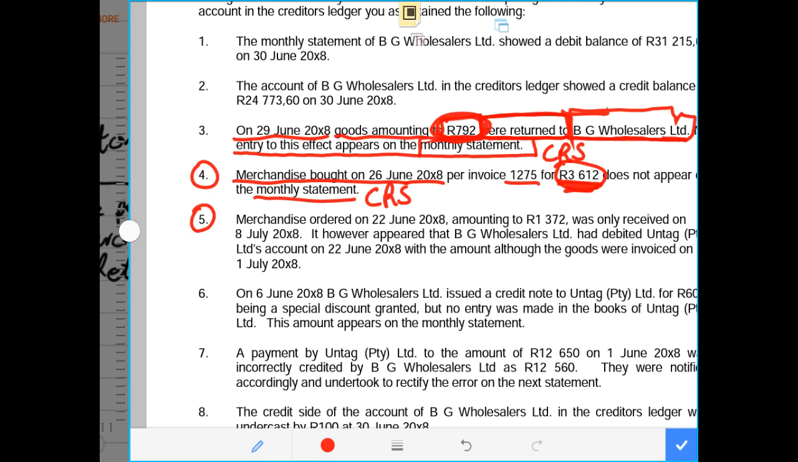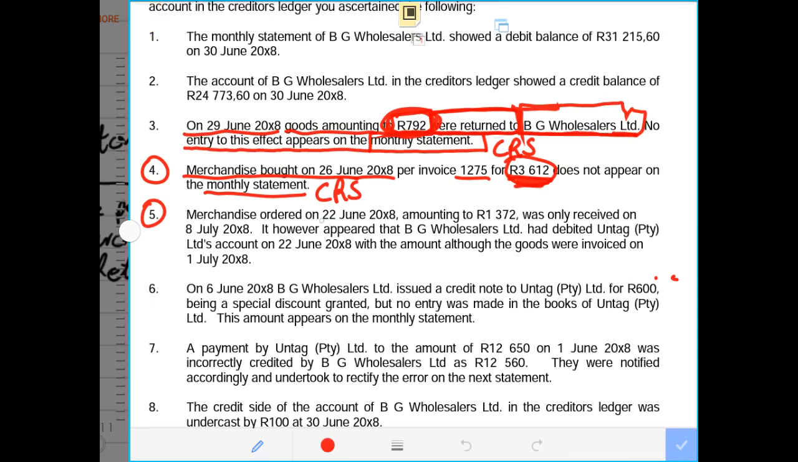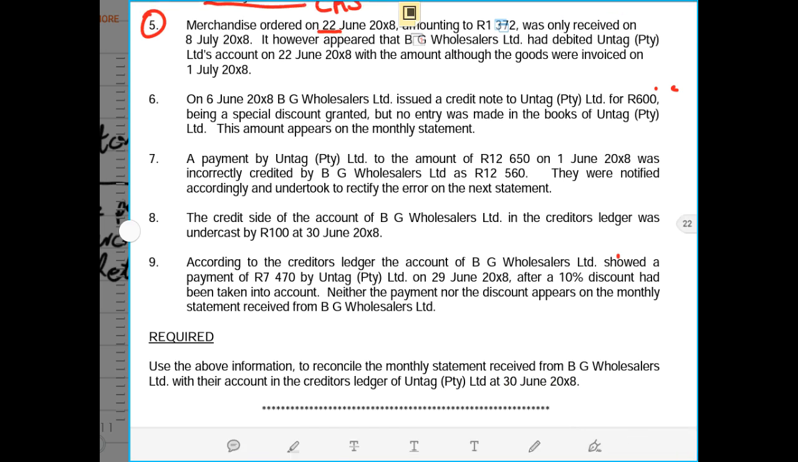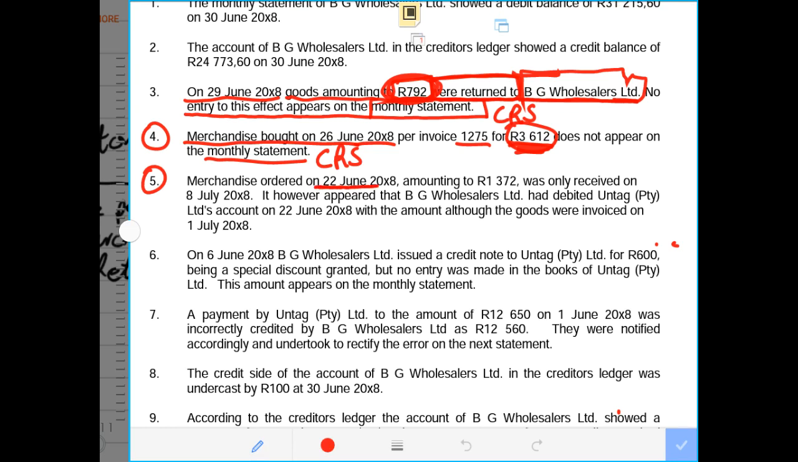Entry number 5 says that merchandise ordered on the 22nd of June 2008. Remember, the month that we are reconciling is the month ending 30 June. So we made an order on the 22nd of June amounting to 1,372. It was received on the 8th of July.